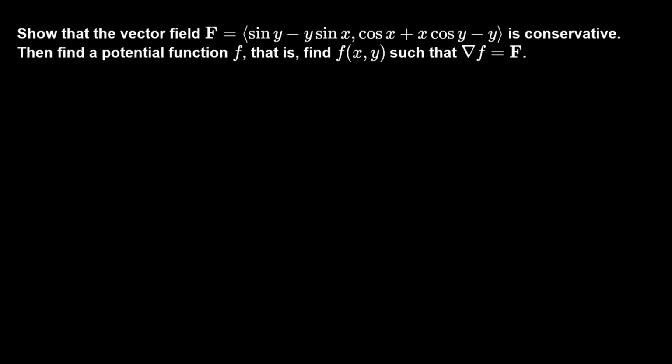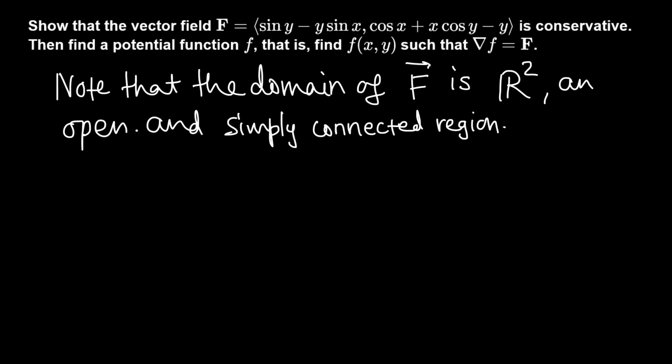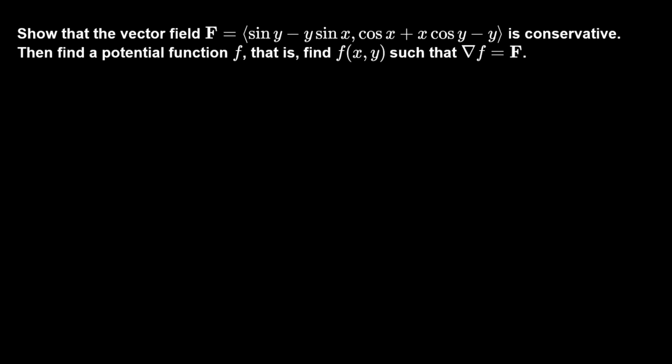Show that the vector field F is conservative, then find a potential function f. That is, find f, a function of x, y, such that the gradient of f is this vector field. Note that the domain of this vector field F is R2, the whole R2, an open and simply connected region. So here we have two components, that is P and Q.